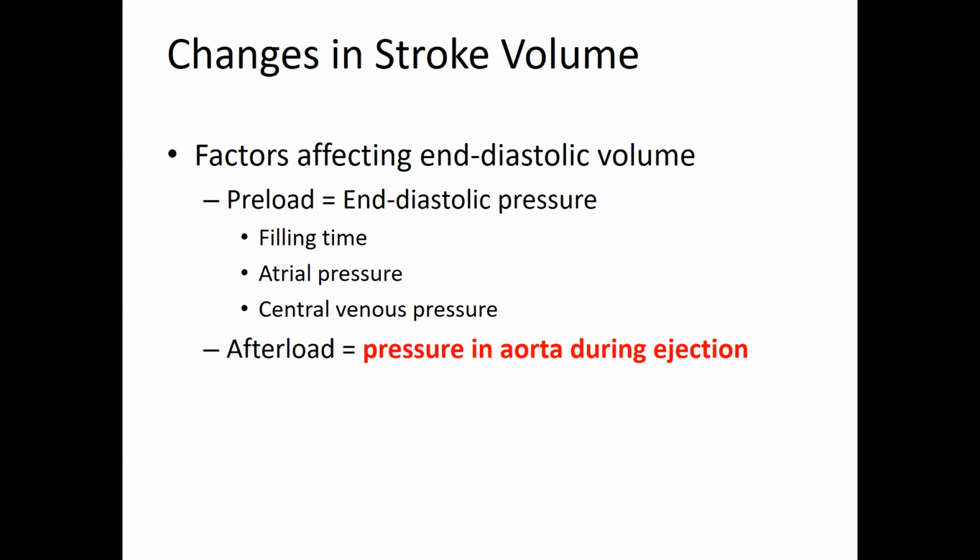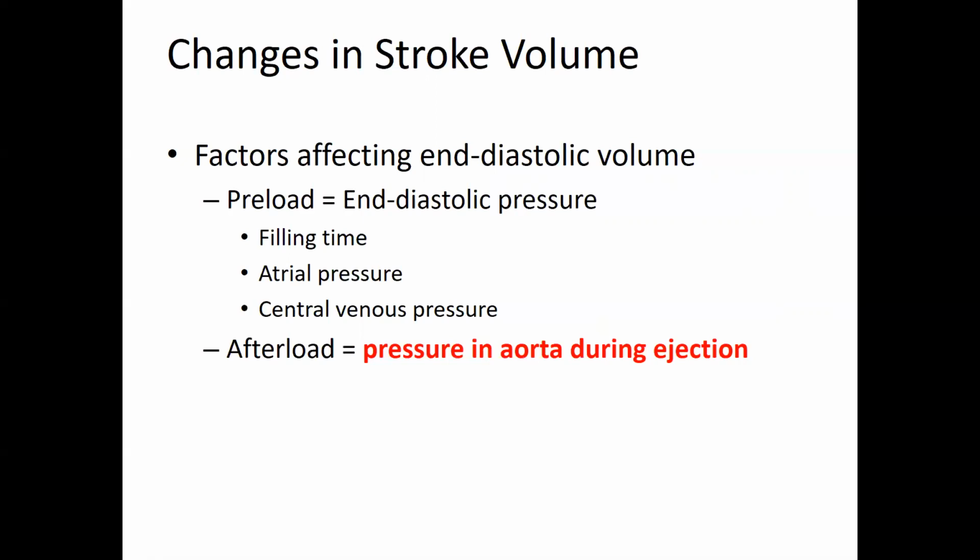The heart rate, right? So filling time is a measure of the heart rate. How much time is the heart spending filling versus spending contracting? If we speed up the heart rate, the heart spends less time filling. If we slow down the heart rate, the heart spends more time filling. And so filling time is one factor that can affect the stroke volume.